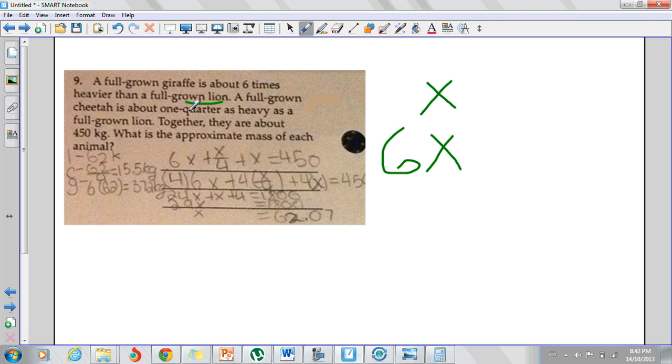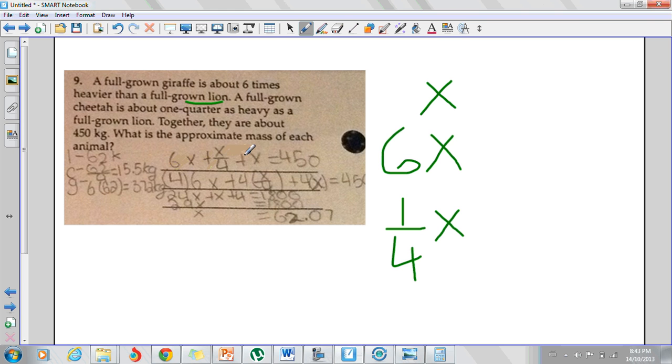A full-grown cheetah is about 1/4 as heavy as a full-grown lion. So where's our full-grown lion? It's right here. So we need 1/4 as heavy. In other words, 1/4 of x. So now that we've got what all three of them are, this is our one that we're comparing everything else to.